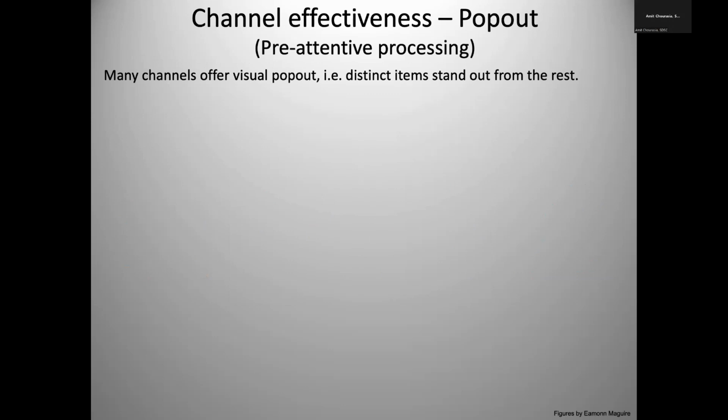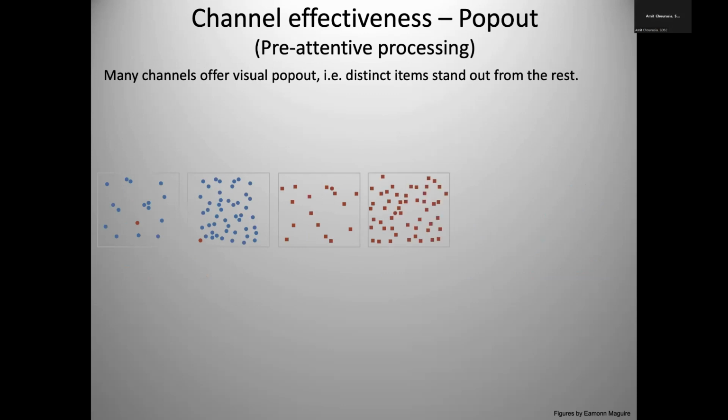In this, we talked about pre-attentive processing. So let's see if you can find the red dot in this box. You should be able to find this red dot pretty easily. This one also somewhat easily. This one will take a little bit longer than the previous one. This one would be even longer.